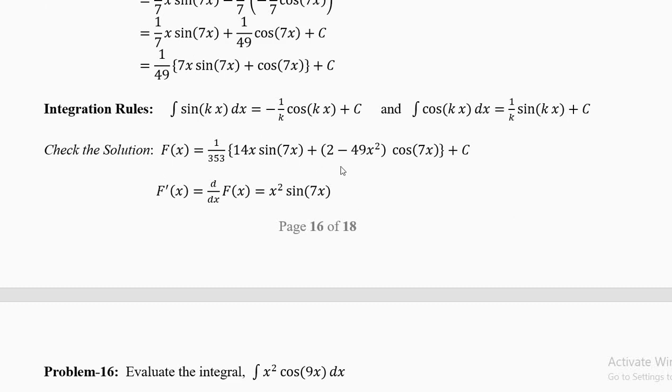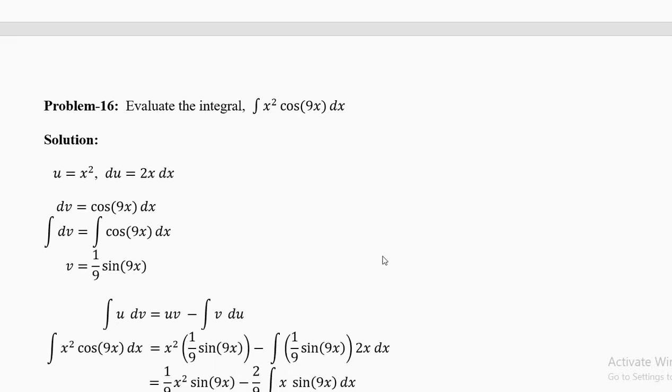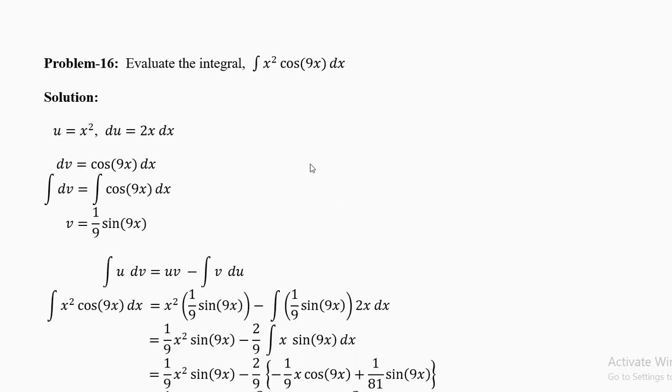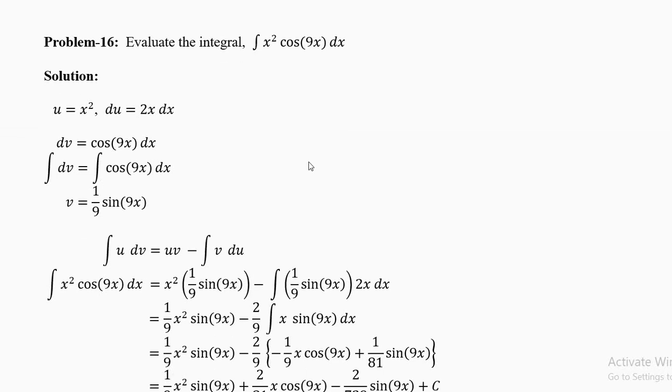Again, you can differentiate and check the answer. Now question 16 is similar to 15, but let's do it. Evaluate the integral x squared cosine 9x. Put u equal to x squared, du equal to 2x dx, dv equal to cosine 9x dx.